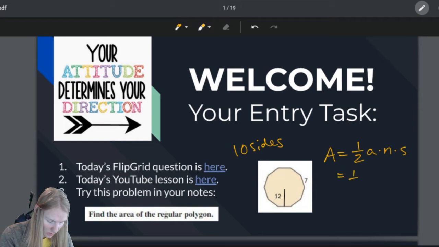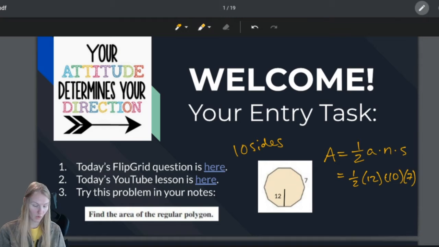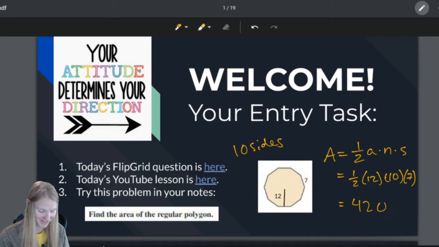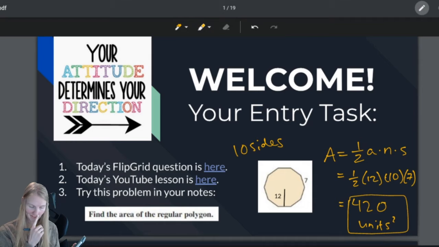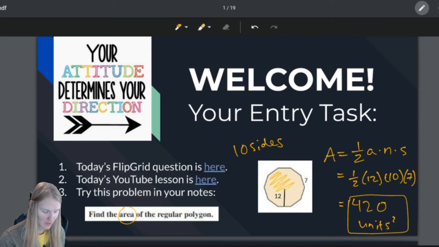Alright, so that means the area is 1/2 the apothem times the number of sides times the side length. So, 1/2 times 12 times 10 times 7 is 420 units? Don't know what the units are, but we know that they're squared because we are in 2 dimensions. So 420 units squared. Squared because we're talking about area, and area is 2-dimensional. Alrighty. Fantastic. That is a review of last time.